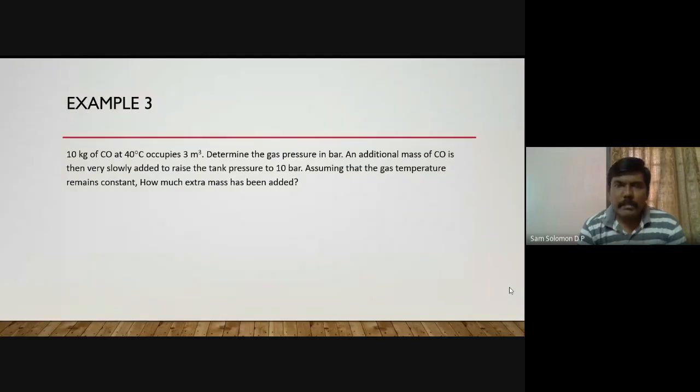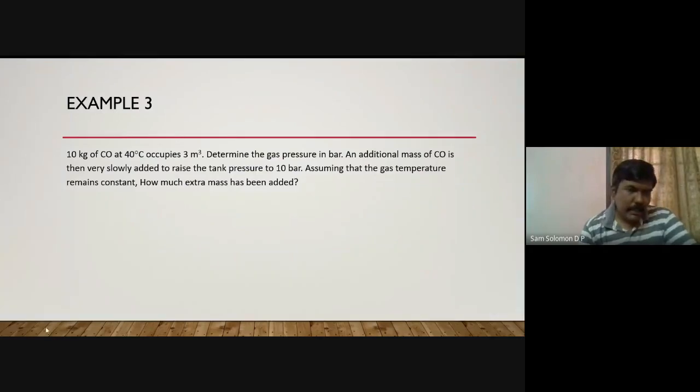An additional mass of carbon monoxide is then very slowly added to raise the tank pressure to 10 bar. Assume that the gas temperature remains constant. How much extra mass has been added? So there are two questions here.